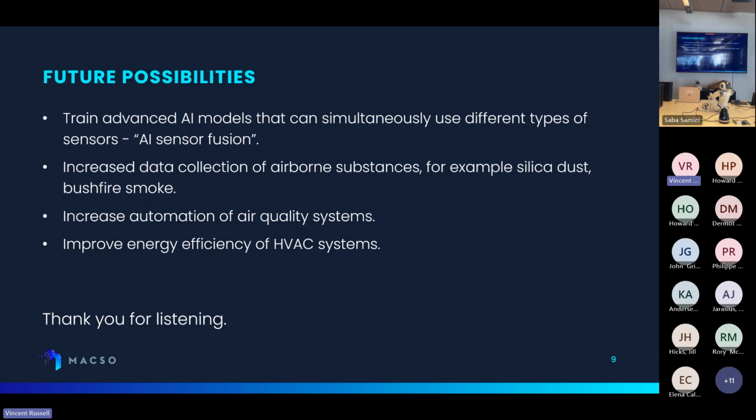So at MACSO, in the future, we eventually want to incorporate many different types of sensors. So our dream is to create an advanced AI sensor fusion model. Our noses can detect trillions of scents. However, these sensors only have 2 gas sensors. So eventually in the future, with the development of sensors and with our partnerships, we can create advanced AI sensor fusion models. And we've increased automation of air quality systems and improved the energy efficiency of HVAC systems, and we will continue to do so.